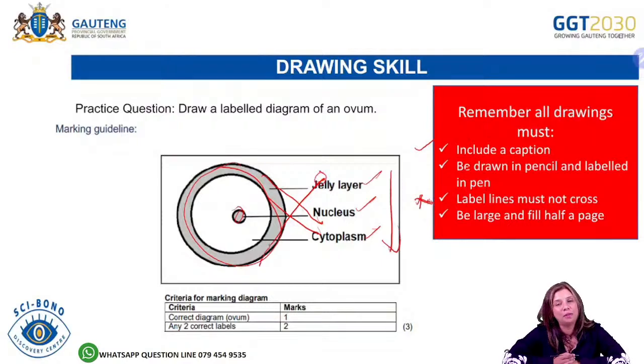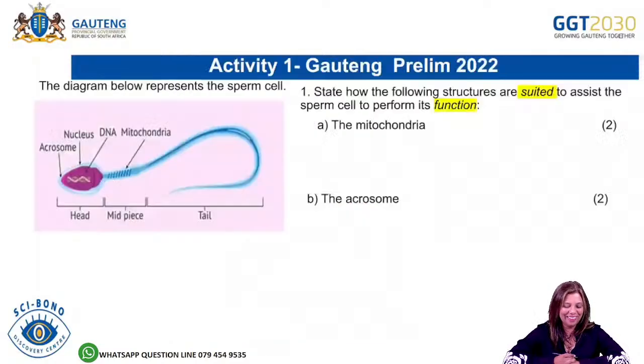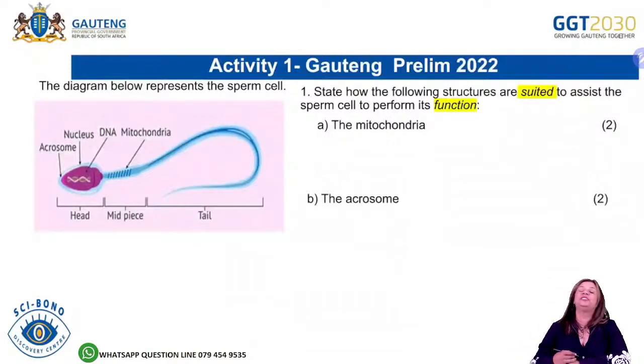And like I said, your diagrams must be large enough for them to be able to see the proportions and what's going on in your diagram. Okay, so very, very easy. Now we know the sperm cell, we know the ovum, we know our drawing rules. All we have to do is wait for that paper and smash it.